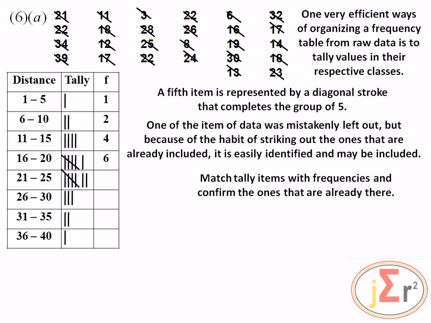Match tally items with frequencies and confirm the ones that are already there. So 1, 2, 3, we are sure of that, and then that is 6, no problem, and then we will put the others in. 7, 3, 2, 1.